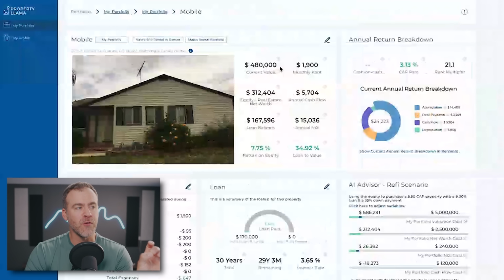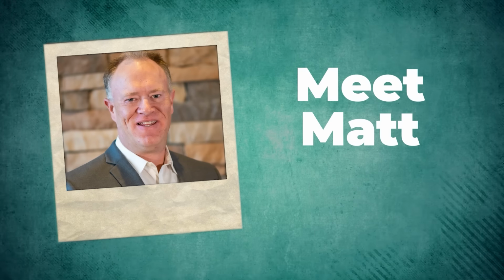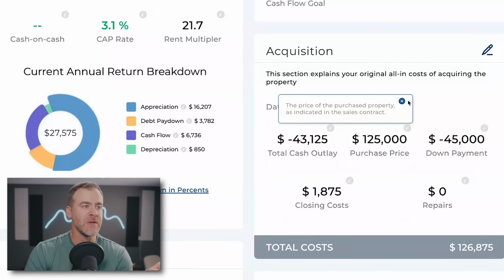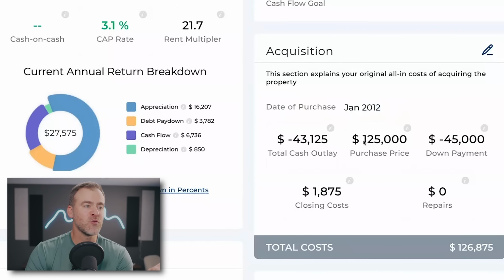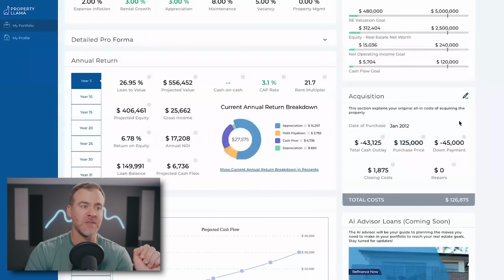Now, we're actually looking at the Property Llama dashboard with a rental property with one of my current clients. So his name is Matt, and he purchased this property in January 2012 for about $125,000. So just over 10 years ago, he purchased this property.